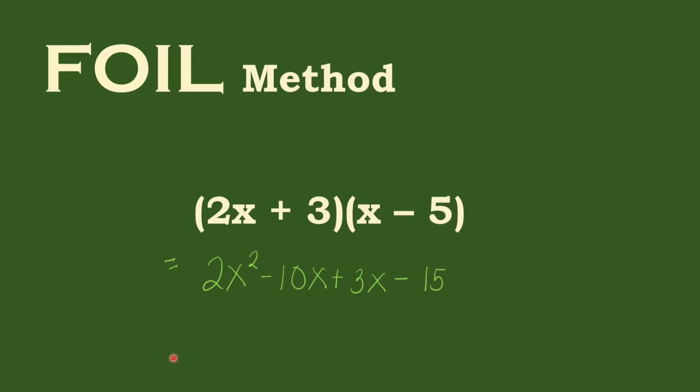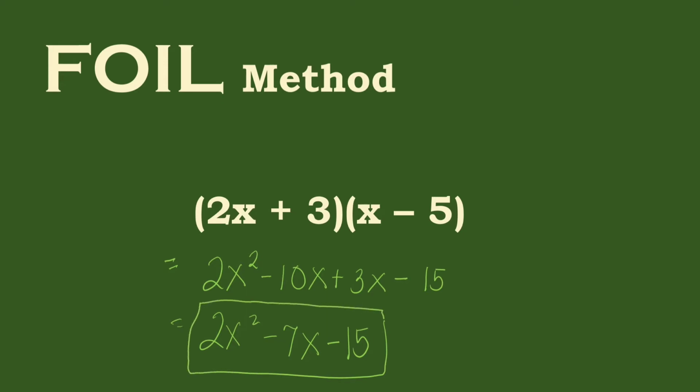Now, in these four terms, or in this product, we can see here that there are similar terms. So negative 10x and positive 3x are similar terms. To simplify further, we will combine these two terms so that our final answer would be 2x squared, negative 10x plus 3x is negative 7x, then minus 15. So always when we see similar terms, we need to combine them so that our final answer would be simplified.